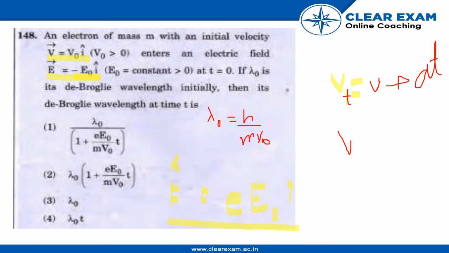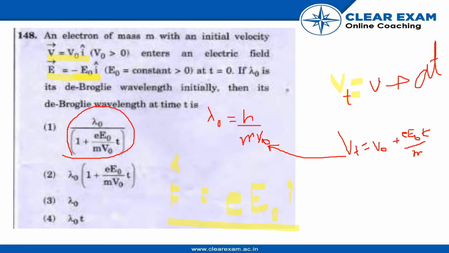So V t comes out to be v naught plus e E naught into t upon m. Okay, now we are going to put this value over here, and it comes out to be this when we calculate.